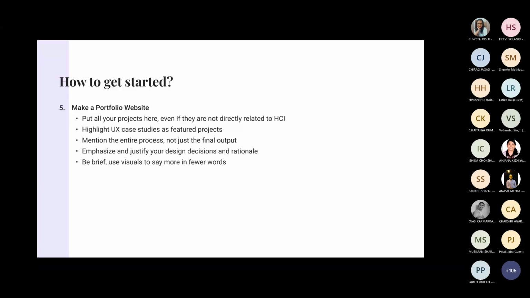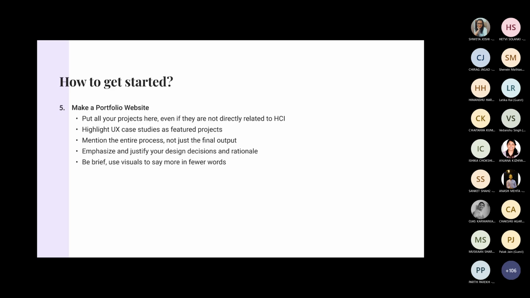Now, once you have done any or many of these things, it's time to start making your portfolio website. You want to put all your projects there. It's okay if you're from EXTC, it's okay if you're from mechanical engineering or whatever. Try to put whatever projects you have there, because to emphasize, HCI is an interdisciplinary field. So everyone really appreciates when they know that you have knowledge not just in HCI, but also in some additional field. So don't feel like it's not relevant. Put whatever you can. But at the same time, you should try to highlight UX case studies.